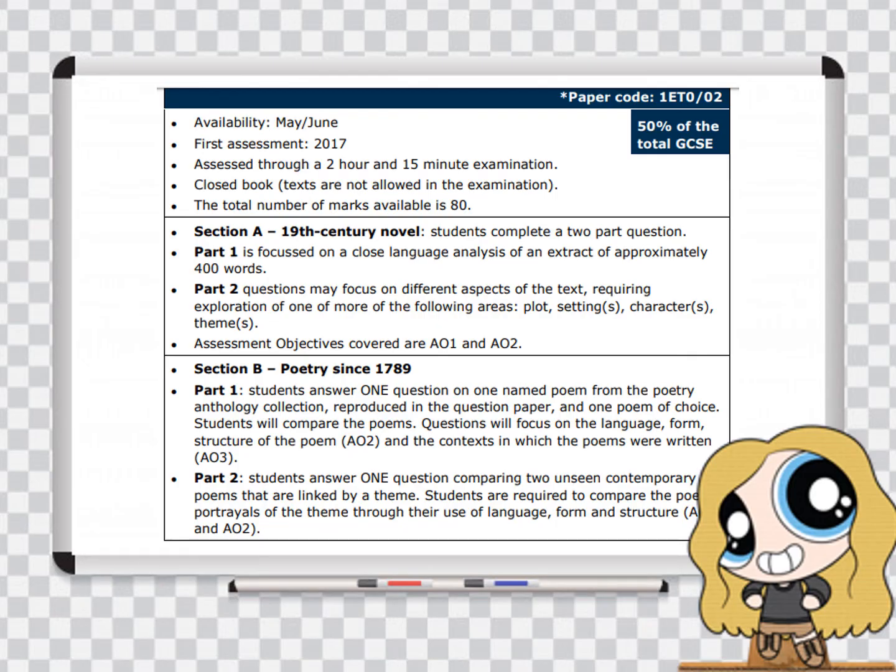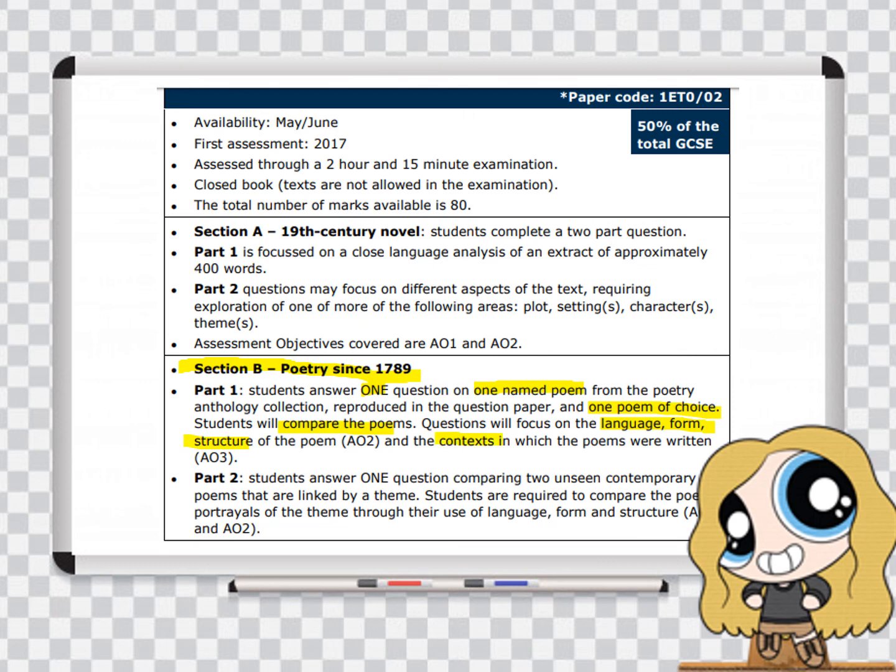To finish off today's lesson, I'm going to give you 3 poems that you could link to Belfast Confetti based on a theme. Just before I do that, I'm going to very briefly recap why we're doing that. This is the exam specification for Edexcel. It explains what is going to be on each of your papers. If you look here, section B, poetry since 1789. For part 1, you'll be asked to answer one question on one named poem from your anthology, reproduced in the question paper, and one poem of choice. You will compare those poems, focusing on language, form, and structure, as well as context.